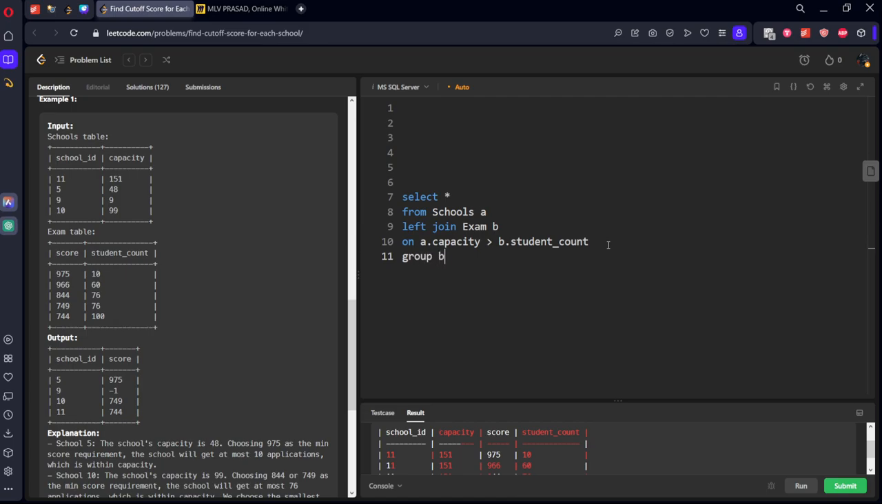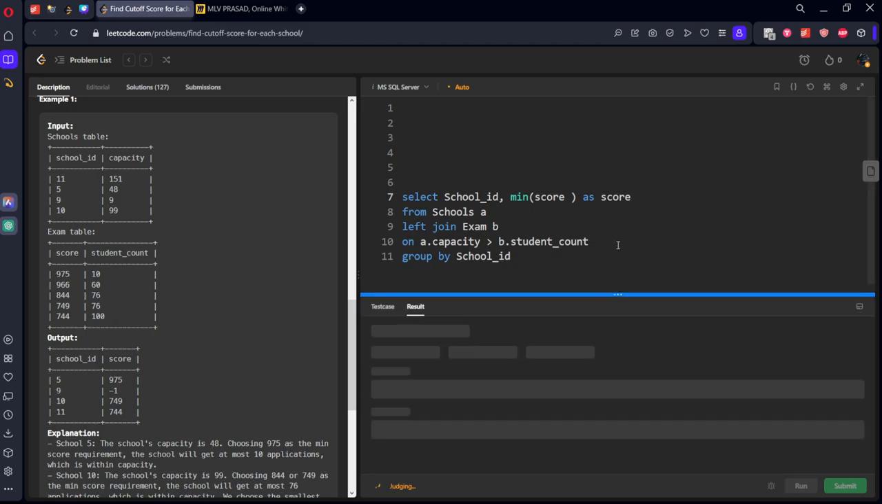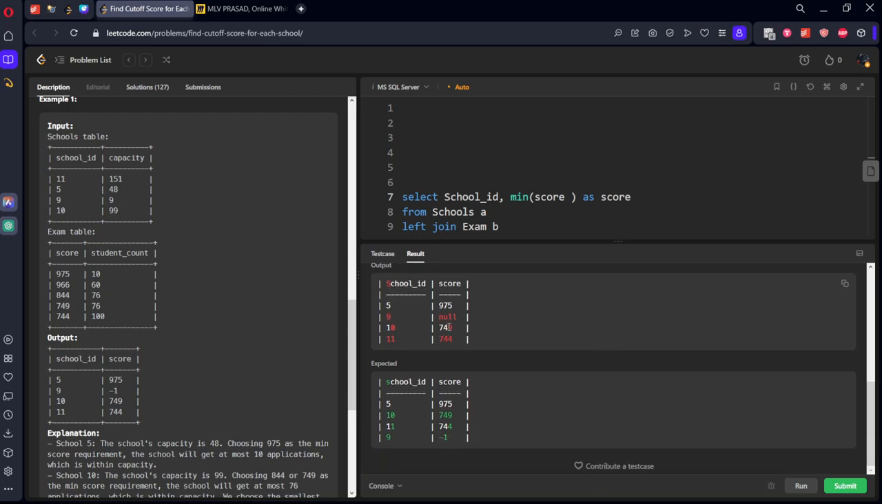Let's group by school ID, select the school ID, comma, minimum of score, and let's call it score only. Here you can see whenever the values are matching, it is taking the minimum score. As we are doing a left join, the missing value rows will be shown as null. If you take the minimum of null rows, it will be null. So we will use coalesce, wherever it is null, call it as minus one.